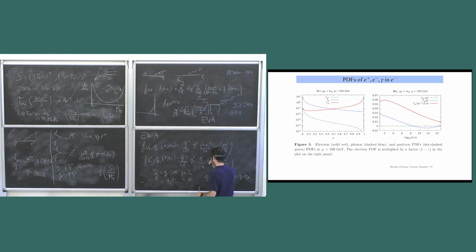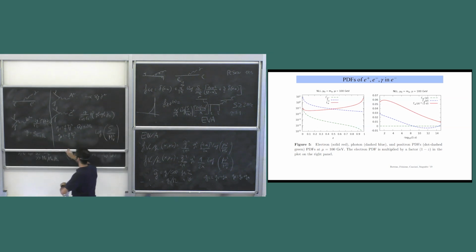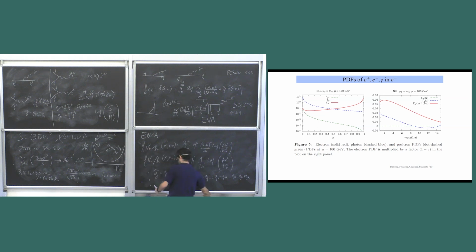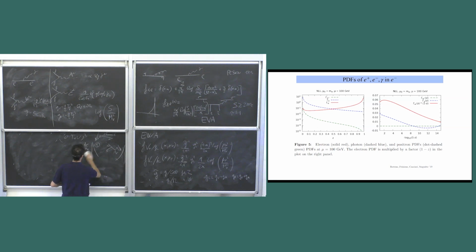And also, last but not least, you have other contributions that are coming from the longitudinal polarization, because obviously now it's not a photon, it's a massive vector boson, so you can also have longitudinally polarized vector bosons, which do not actually carry the log in this case.